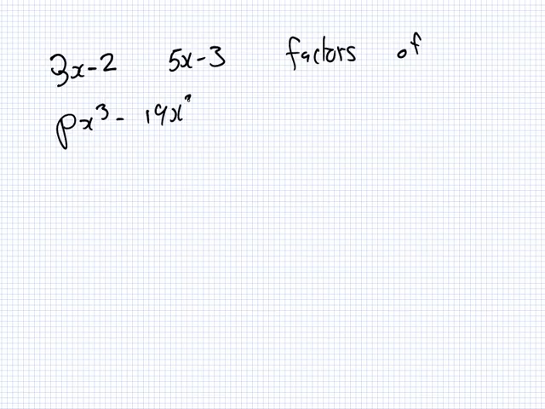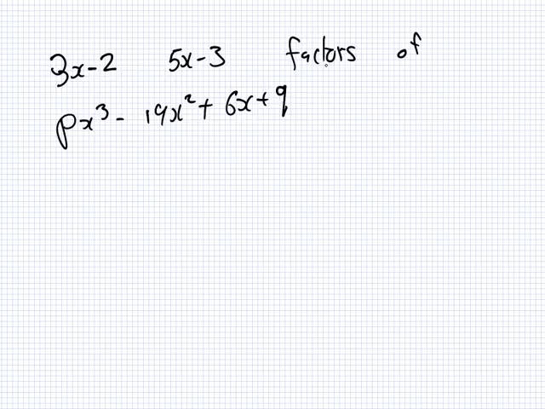Actually, 3x minus 2, 5x minus 3 are factors of px cubed minus 19x squared plus 6x plus q. Okay, can you just check, Lucas, that I wrote that down right? So just make sure that's right, please, before I start. It's right. No, no, it's the same. I didn't make a mistake. Yes, same. Good, okay, let's have a look at this one.